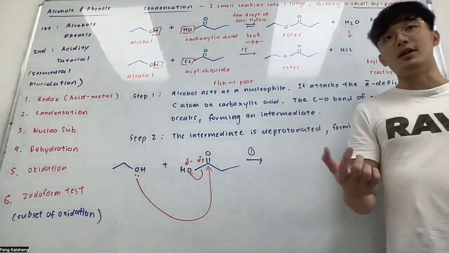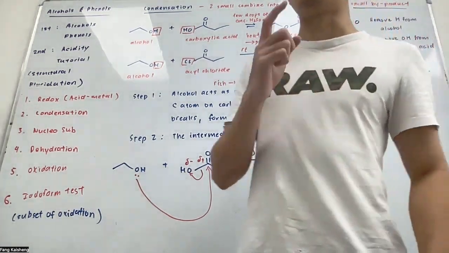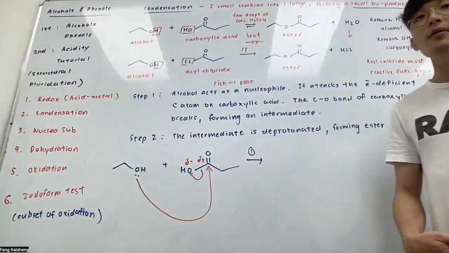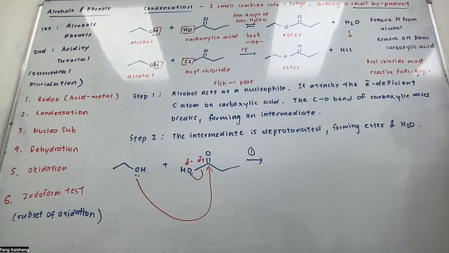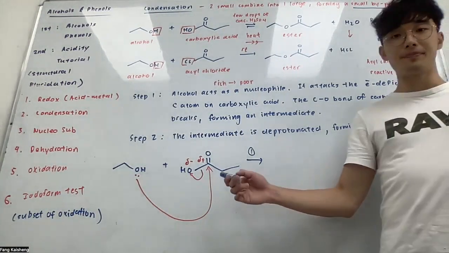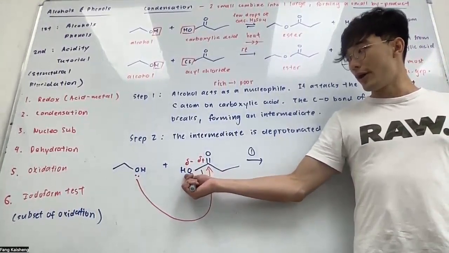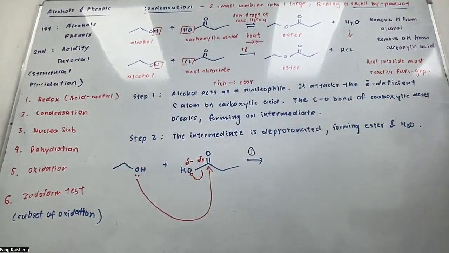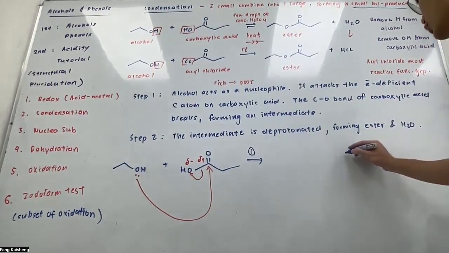Now you form an intermediate. Let's see how this intermediate looks. The drawing may be a little bit tough, so I'll do it with you guys. Take a look. What does this become? This OH breaks off and becomes OH minus, not OH plus, okay, OH minus.